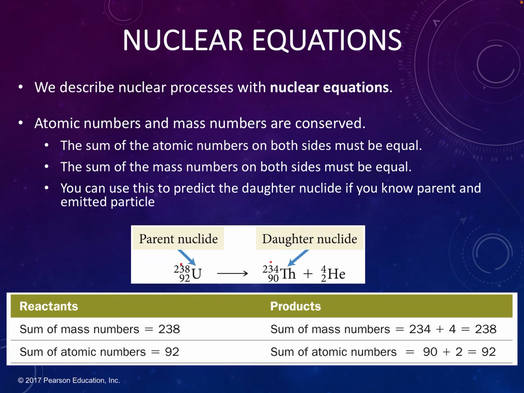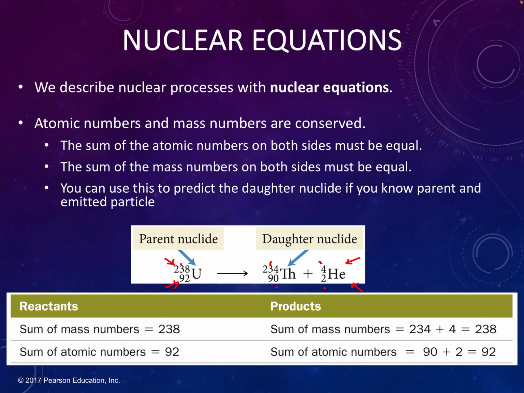All of the numbers on the top have to add up. So in our example here, I have 238 on the top for my mass, and then 234 plus 4 on the right for my mass. So that's also 238. So the sum of our mass numbers are equal. Same thing with our atomic numbers on the bottom. We have 92, then we have 90 plus 2 gives us 92. So those have to be equal. So the sum of our atomic numbers on both sides must be equal. So we're keeping track of all of our protons essentially on the bottom and our neutrons essentially on the top.